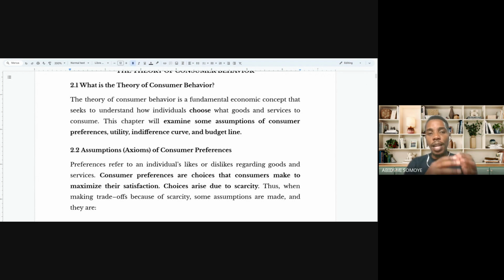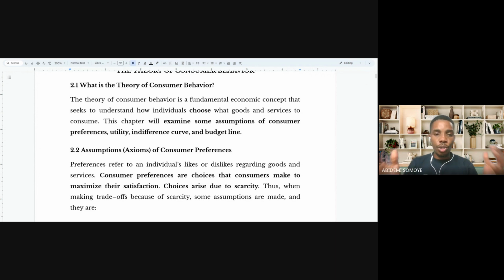Consumer preferences are choices that consumers make to maximize their satisfaction. You remember in the first chapter when I talked about the overview of economics, I told you that the goal of individuals or households is to maximize their satisfaction. So consumer preferences are choices that consumers make to maximize their satisfaction.